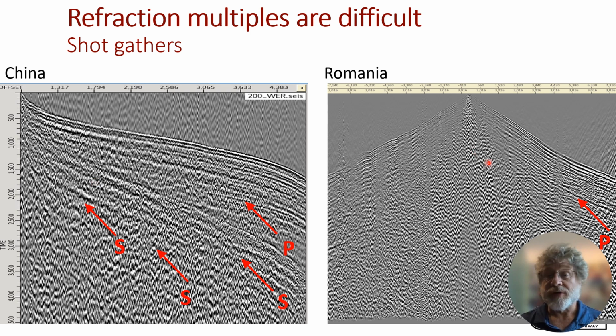On the right is another data set example. Again, you see the echoes of the early arrival here, and then you see the S refraction multiples here, and then you have some scattering underneath the S refraction multiples.